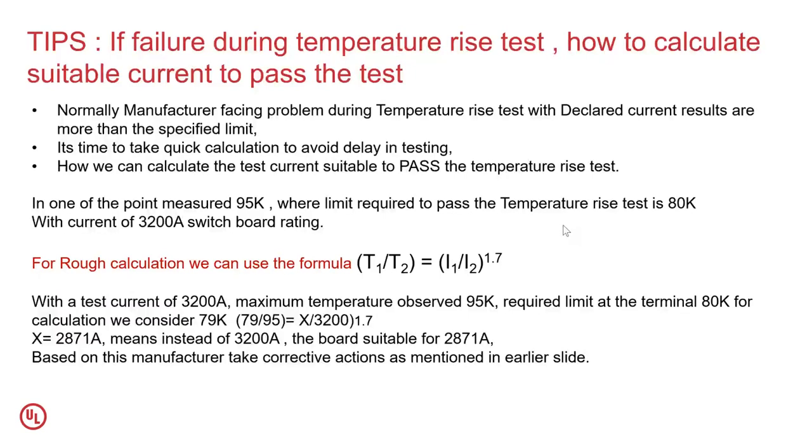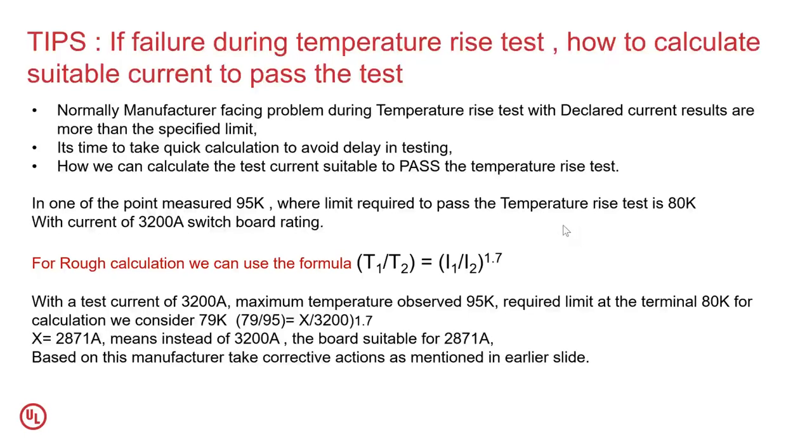For rough calculation, again I'm saying, this is not an actual calculation. We can use the formula T1 by T2 is equal to I1 by I2 to the power of 1.7. With this example, with a test current of 3200 amperes, the maximum temperature you observed is 95K, and the required limit at the terminal is 80K. For calculation purposes, if I consider 79K as the limit I want, and place these values into this formula, 79 divided by 95 is equal to X divided by 3200 to the power of 1.7, you get a value of 2871 amps. That means to achieve 79 to 80K, the switchboard must be derated to 2871 amps instead of 3200 amps.